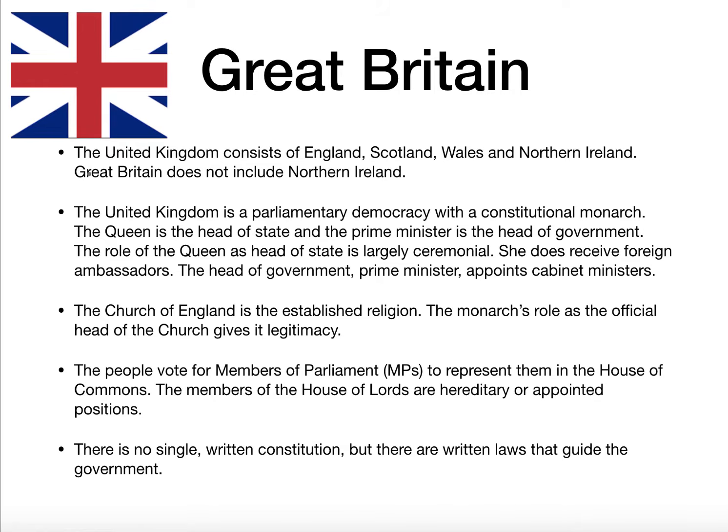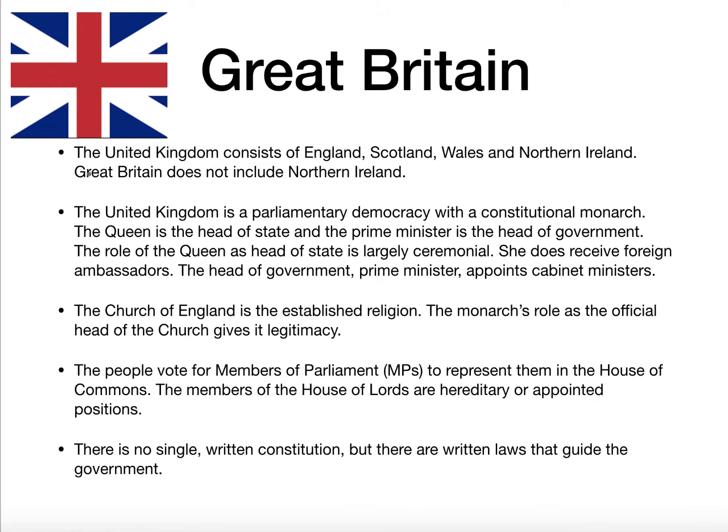Her primary responsibility is to receive foreign ambassadors, whereas the Prime Minister is the head of government, and the current Prime Minister is Theresa May. She appoints cabinet ministers and is also the leader of the majority party in Parliament. The Church of England is the established religion, and the monarch's role as the official head of the Church of England is what gives the monarch legitimacy.